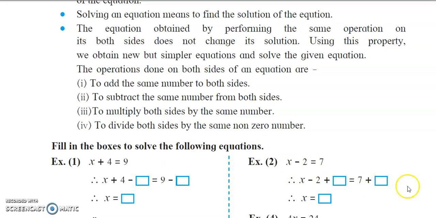Now given here the second example, x minus 2 equals 7. Means you have to find such a value of x such that when you subtract 2 from that number, you will get the result as 7. So you know by observing orally that 9 minus 2 is 7. So x will be 9. But how to find it out stepwise?